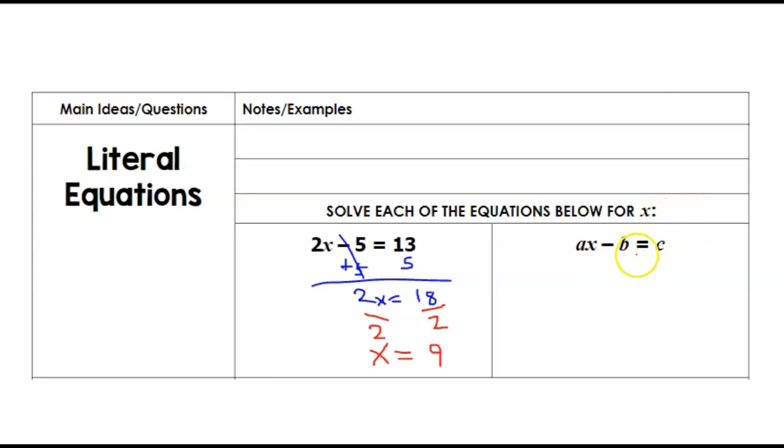So look at this, guys. If I'm solving for x, I'll do the same thing that I did over here, right? I want to get rid of the subtraction by adding to both sides. But this time, instead of adding a number, I'm adding a what? B. I'm just adding a B to both sides of the equation.